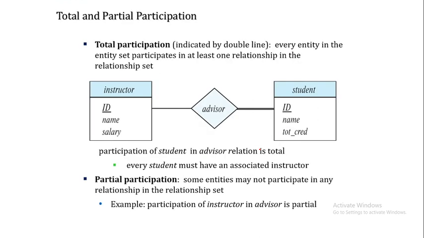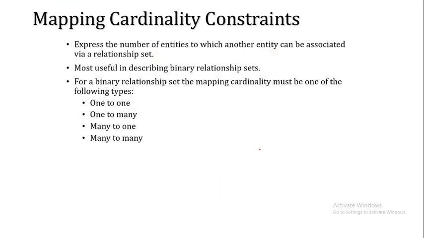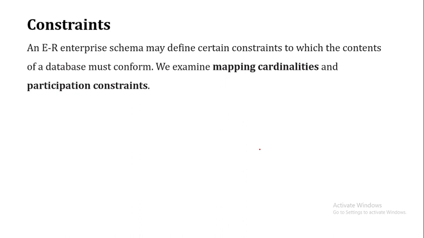Next comes your total and partial participation. Total and partial participation come under another kind of constraint, which we call participation constraints. This is divided into two parts. One is called total, and the other is called partial. What is total? What is partial?